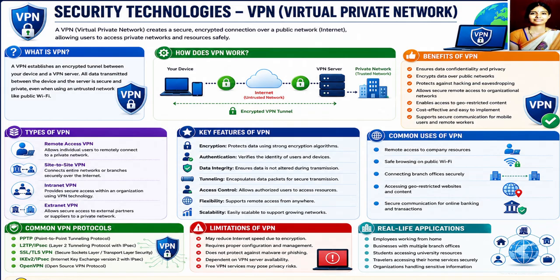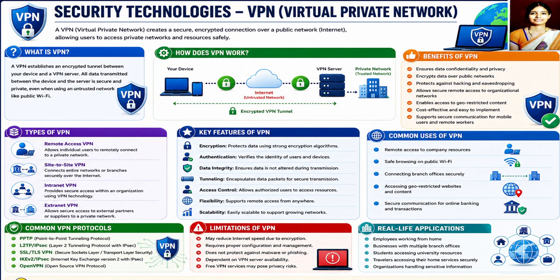Now, how does it work? Suppose an employee is working from home and wants to access the company's private network. Instead of communicating directly with the company through an unprotected connection, the employee connects through a VPN server. The VPN creates an encrypted tunnel between the user device and the VPN server. That's how it works.